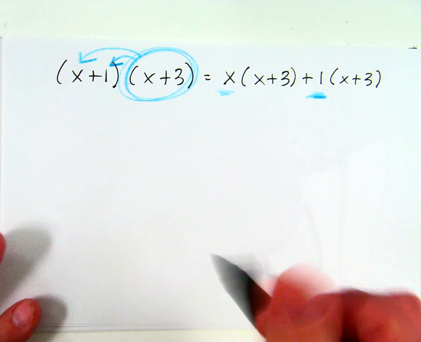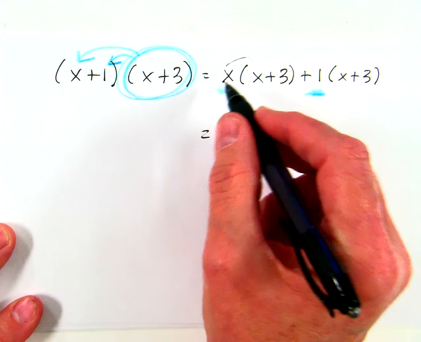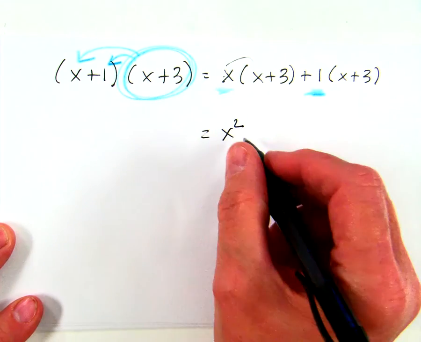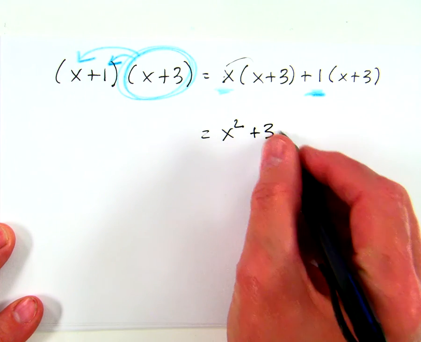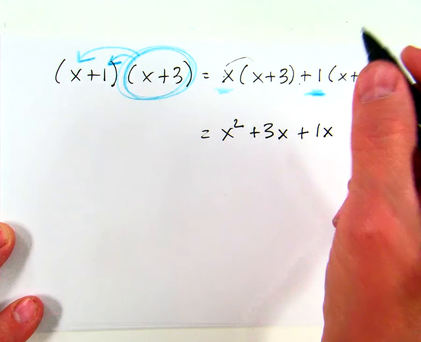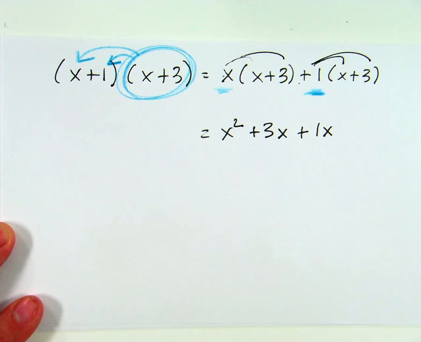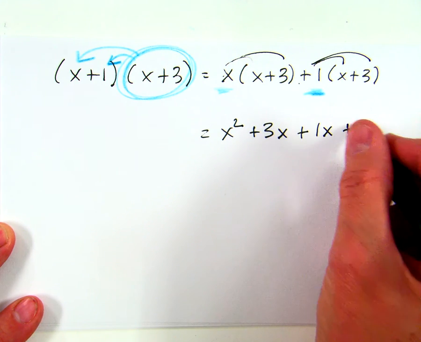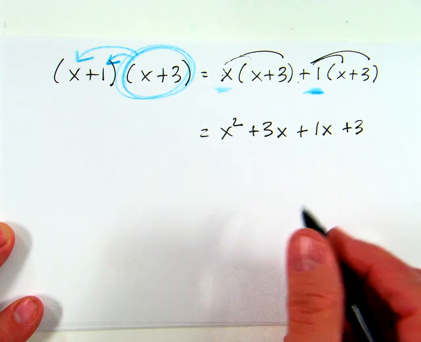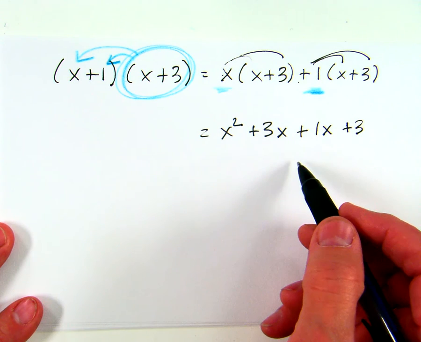From here, it's just going to be x times x is x squared, plus x times positive 3 is 3x, plus 1x, don't have to write the 1, plus 1 times 3, which is 3. That's what it looks like when it's fully expanded. Now we need to combine our like terms.